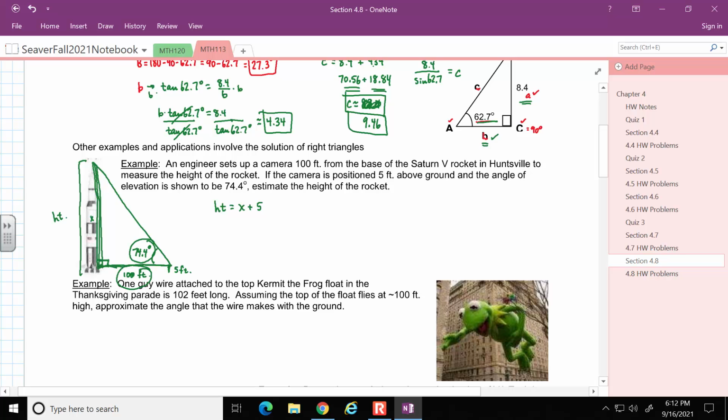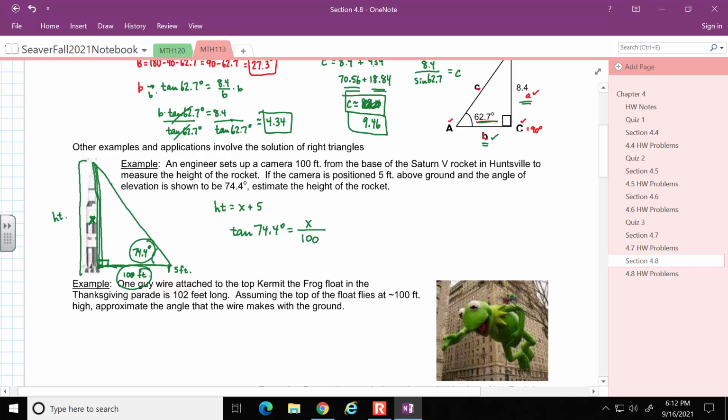I would use tangent, right? Because this is my opposite side, x. My adjacent side is given to me. So I already have what I need to set it up like tangent of 74.4 degrees would be my opposite side, which is x, divided by my adjacent side, which is 100.